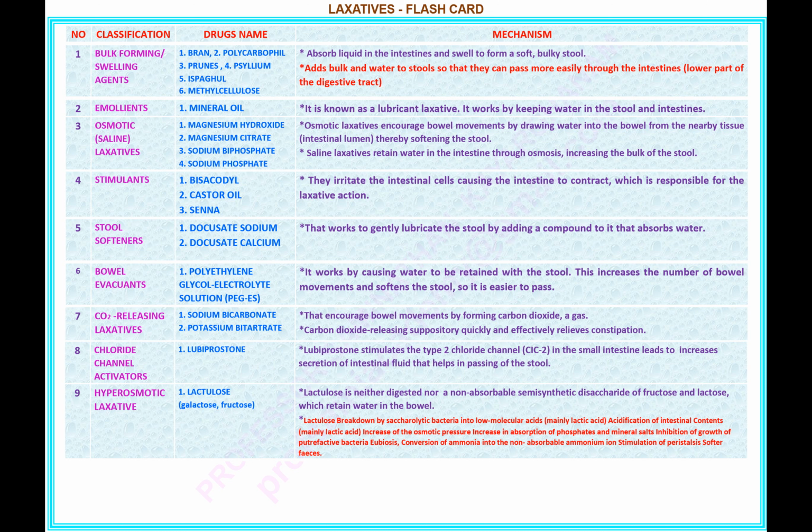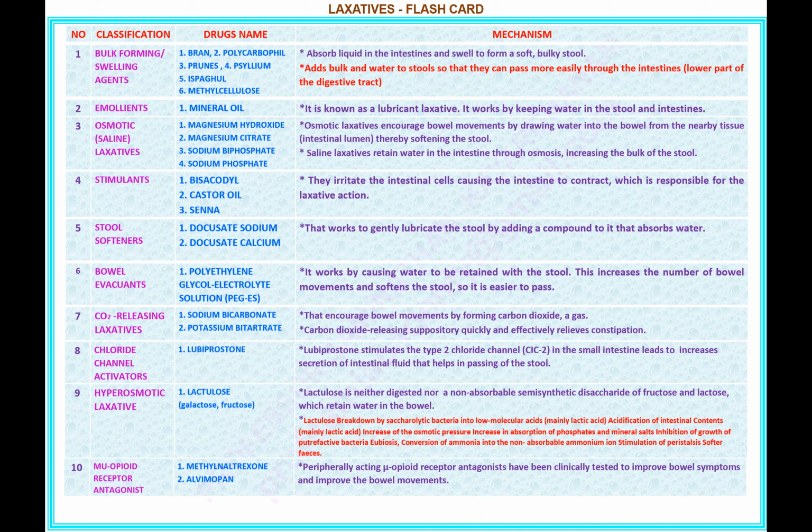Lactulose is broken down by saccharolytic bacteria into low molecular acids, mainly lactic acid, causing acidification of intestinal contents, increase of the osmotic pressure, increase in absorption of phosphates and mineral salts, inhibition of growth of putrefactive bacteria, eubiosis, conversion of ammonia into the non-absorbable ammonium ion, stimulation of peristalsis, and softer feces.